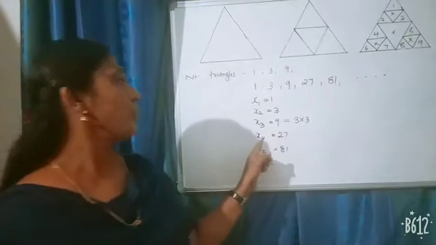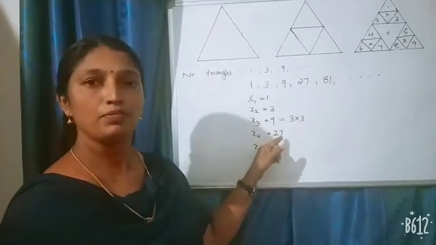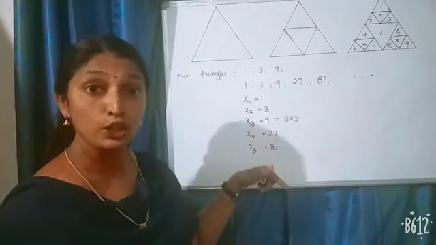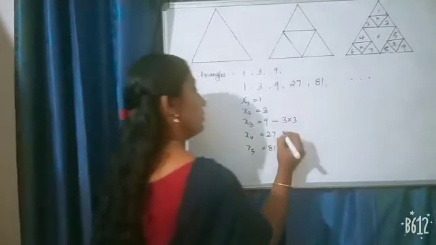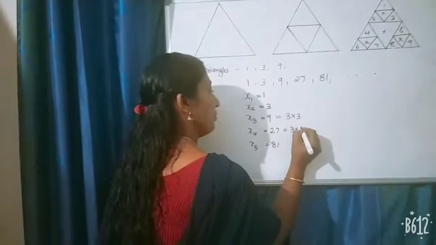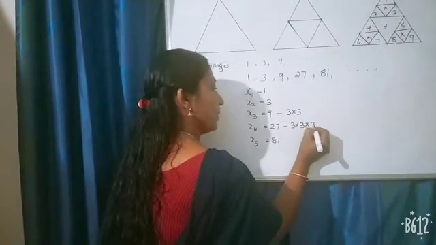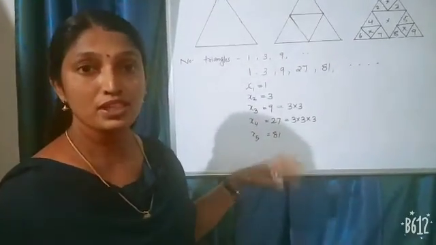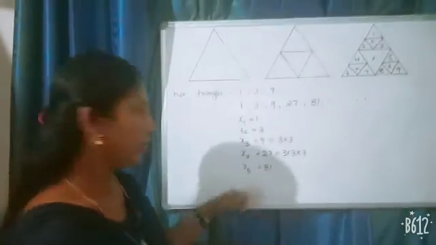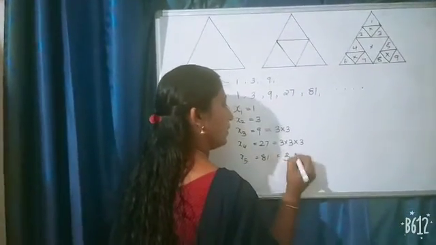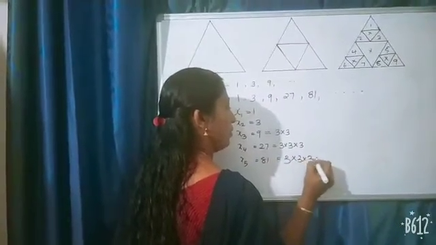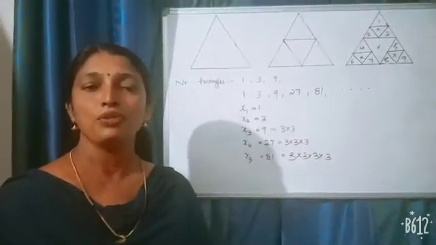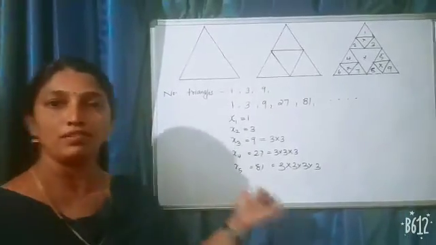Okay, this fourth term 27. 27 can be written as 9 into 3. So 3 into 3, 9 into 3. Next one, 27 into 3, one more 3. 3 into 3 into 3 into 3. All these are repeated multiplication. You know how to represent this repeated multiplication.